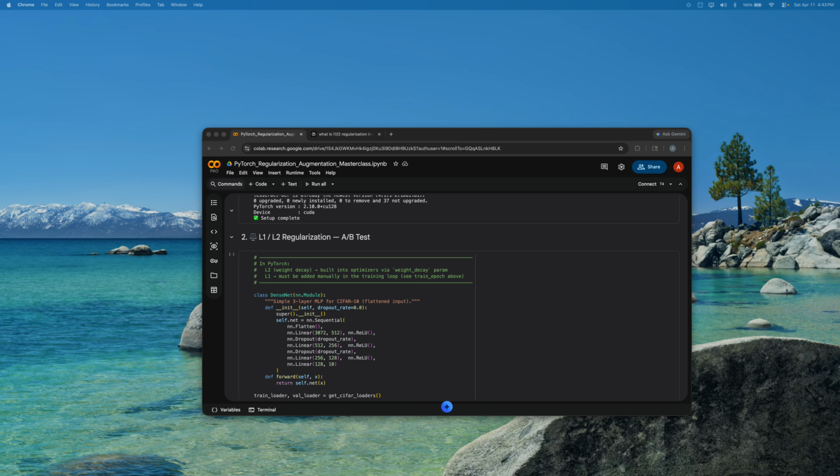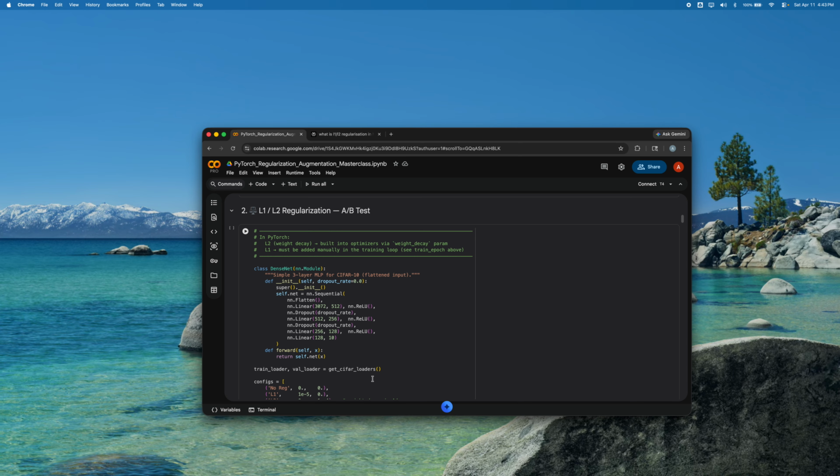Then comes the L1 L2 regularization. The problem it solves is that, without any regularization, a model can develop very large weights that perfectly memorize the training data, but fail on new examples. What L2 regularization does is it adds a penalty to the loss proportional to the square of each weight. So the weights are pushed towards zero gently. No weight gets completely eliminated, but all stay very small. In PyTorch, this is built into the Adam optimizer using weight decay.